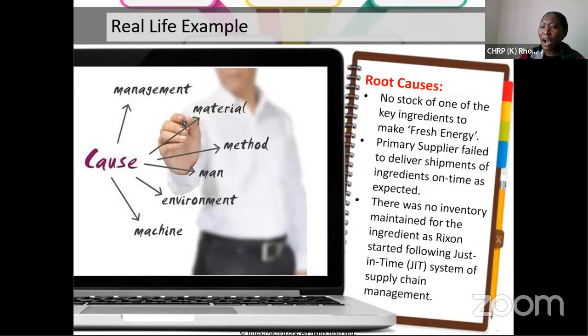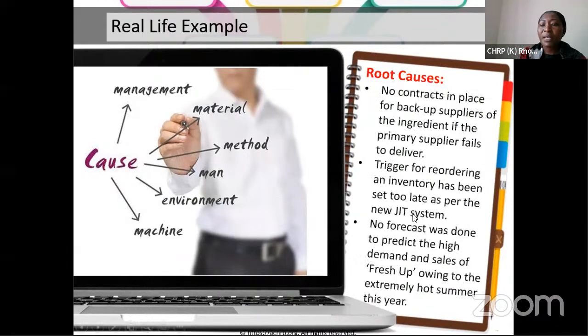So the machines now come in. Could it be the system, the machines that didn't give us a trigger, that he's trying to brainstorm? Then he says there was no contract in place for backup suppliers of the ingredients if the primary supplier fails to deliver, and he could have failed. What if the supplier had closed down? What if they had been bought? What if they had changed their mind?